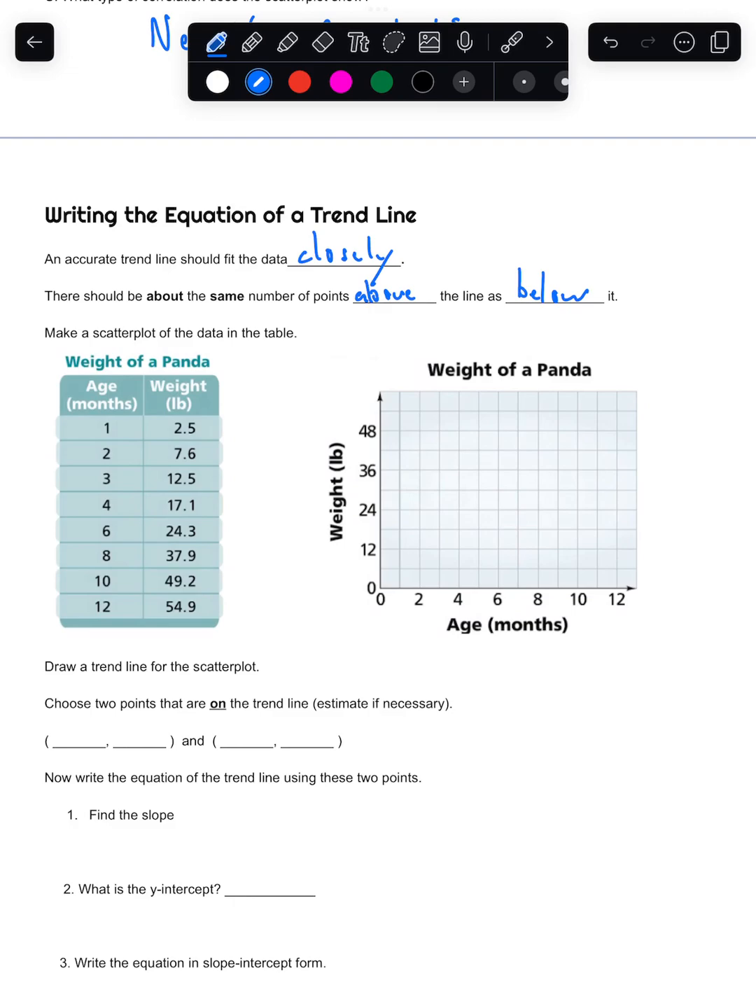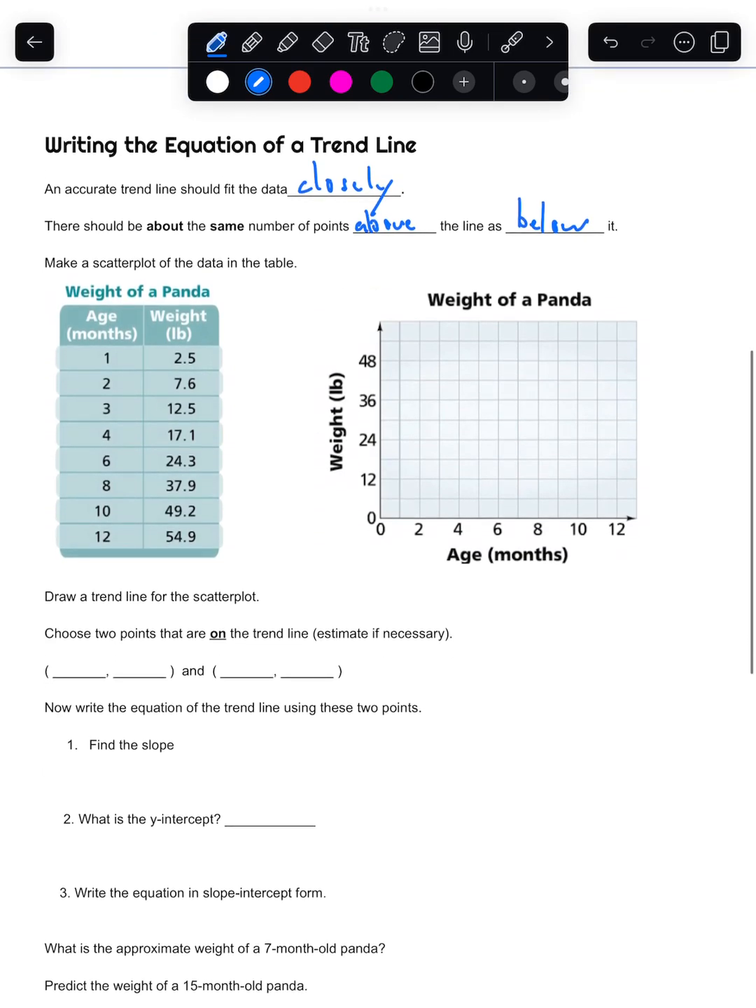All right, if my line goes where there's a whole bunch on one side and one on the other, well, then I've kind of skewed my data. And remember, this is about making predictions, so my predictions aren't going to be very good.